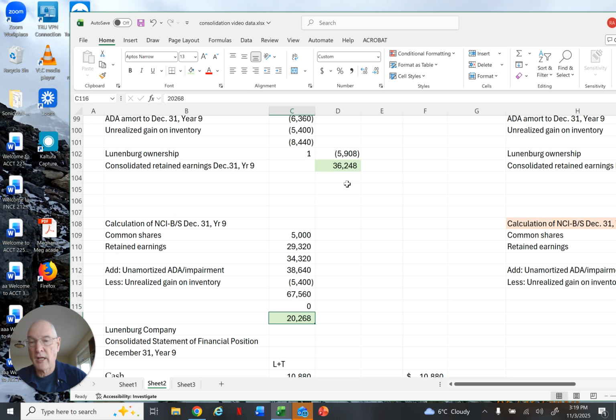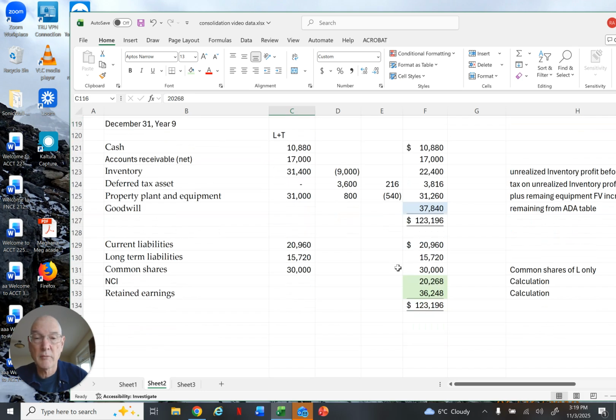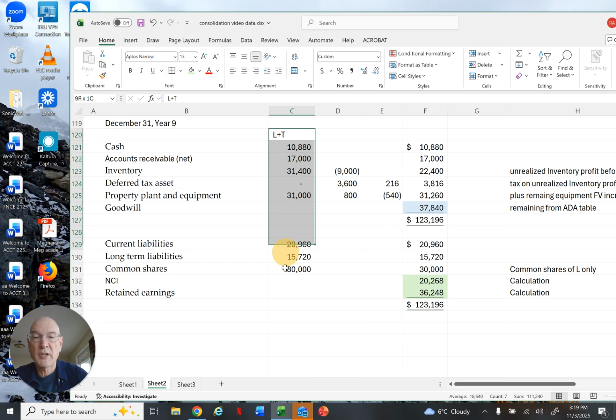I might just call it a balance sheet. So let's look at the adjustments on the balance sheet, keeping in mind that the two numbers from these calculations are the bottom of your balance sheet. It's not a plug. These should make it balance if you've done everything right. So here again, Lunenburg plus Tofino, right there. And let's look at changes.